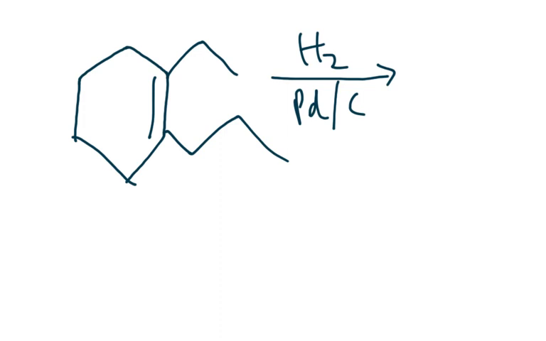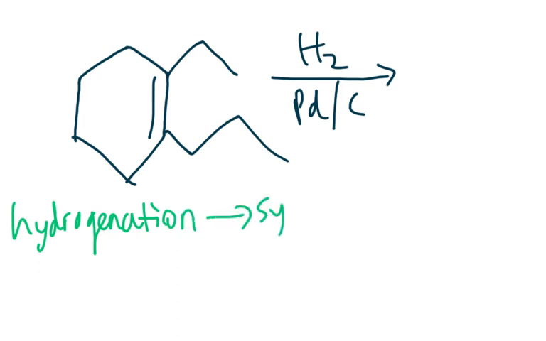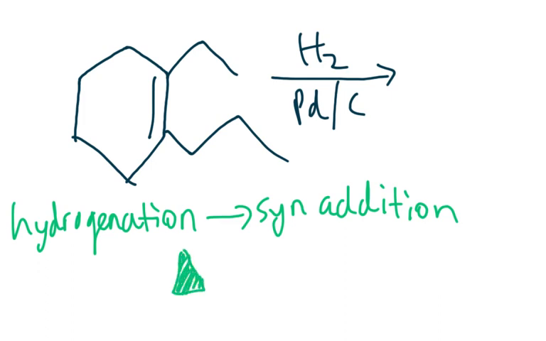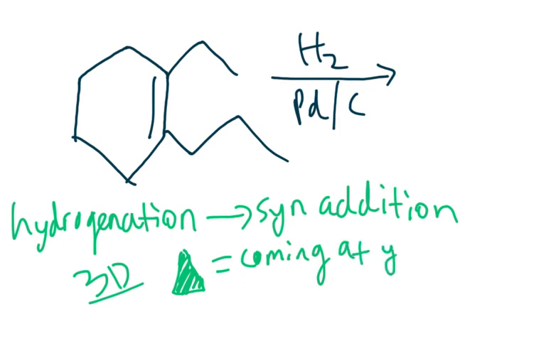But specifically in this scenario, especially if we're dealing with cyclic compounds like this, in hydrogenation, one thing we should know is that this involves syn addition. We'll go over stereochemistry later, but basically, if you see a bond that's represented as a wedge, this indicates that the bond is coming at you. So this is when we're talking about 3D molecules.